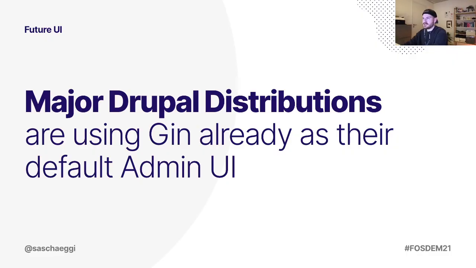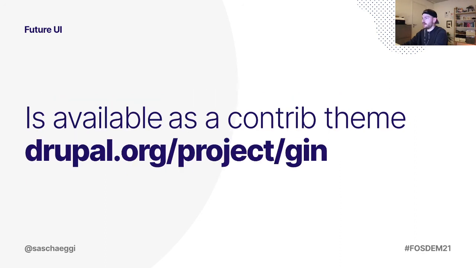Major Drupal distributions already use this Chin theme as their default admin UI. It's available for download as a contrib theme at drupal.org/project/Chin. So you can go and download and test drive it today. Feel free to contribute to everything you saw today, to Chin or Claro. Everything is open and everybody is welcome to contribute.